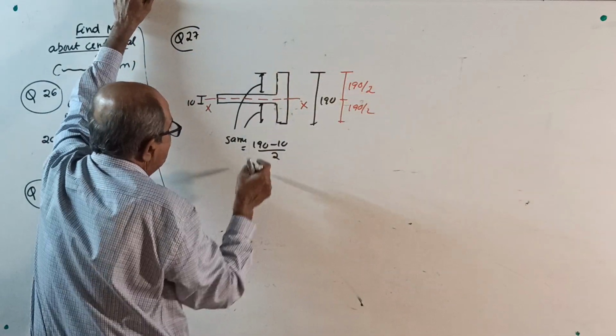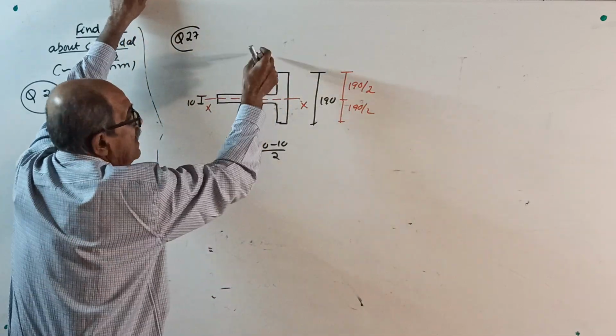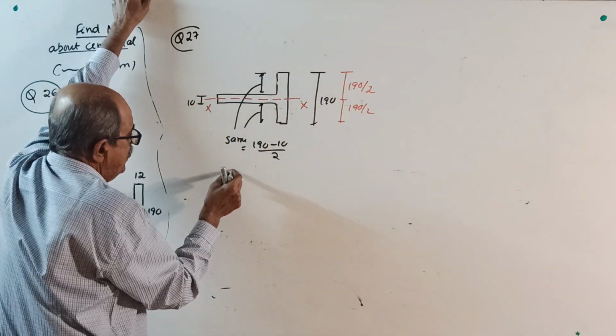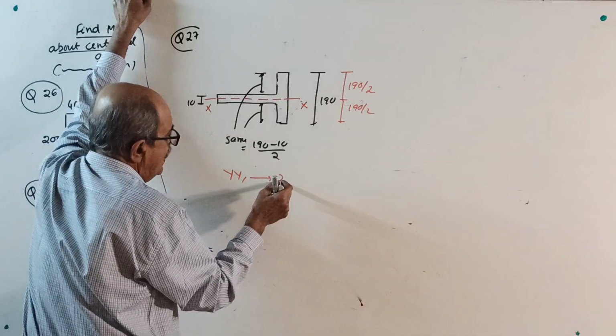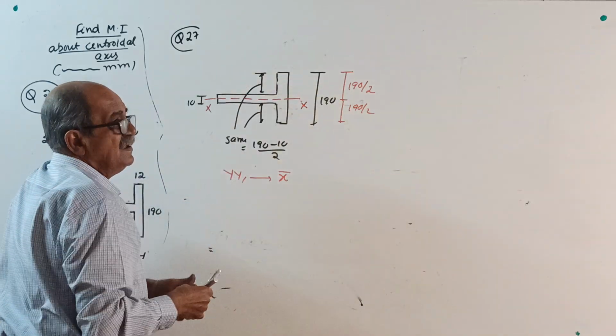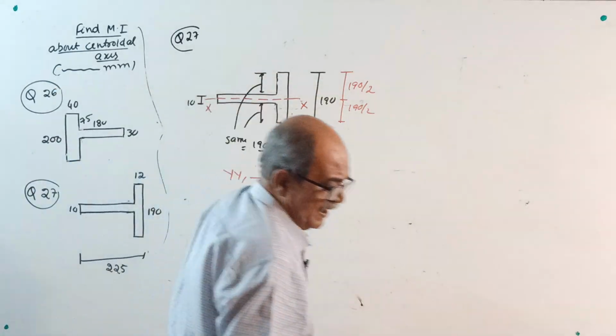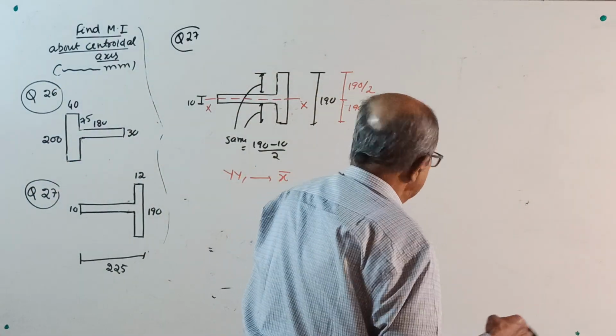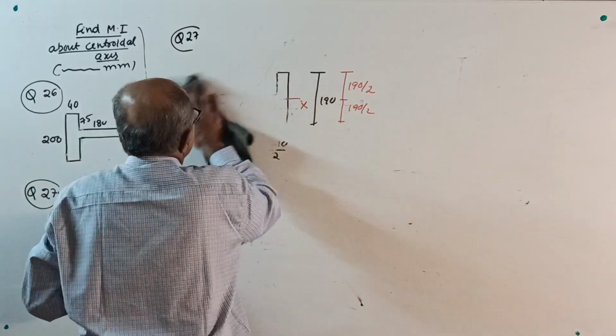But for the YY axis, you have to look. So YY, we don't know. To locate YY, you require X bar, from a reference vertical axis. Now the origin is not required. So write that statement and then start.